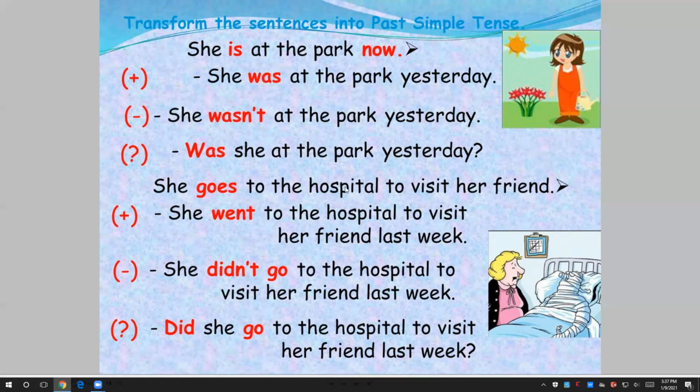Likewise, she goes to the hospital to visit her friend. This is present simple tense. If you want to change it into past simple tense, you'll say, she went to the hospital to visit her friend last week. Positive sentence. Negative, she didn't go to the hospital to visit her friend last week. And if you want to change into question, indicative question, did she go to the hospital to visit her friend last week?